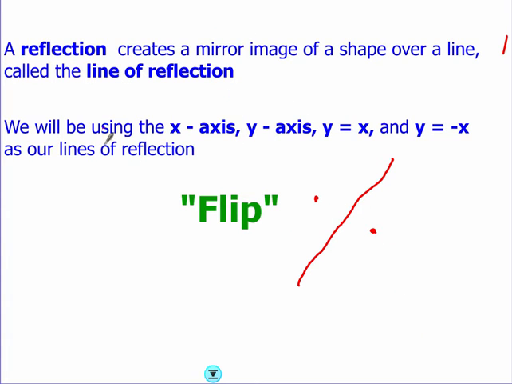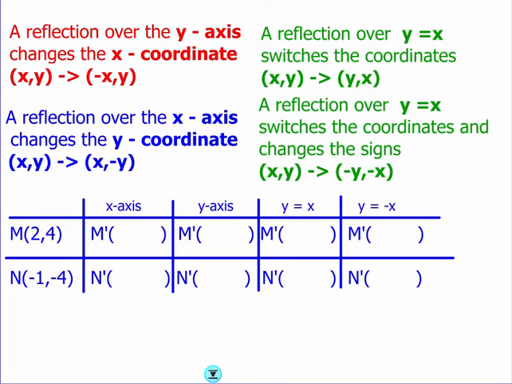Okay, and we are specifically going to be using 4 different lines as our lines of reflection. We're going to be using the x-axis, the y-axis, the line y equals x, and the line y equals negative x. Those are going to be the 4 lines of reflection that we're going to use for this unit. So, let's talk about how these work.